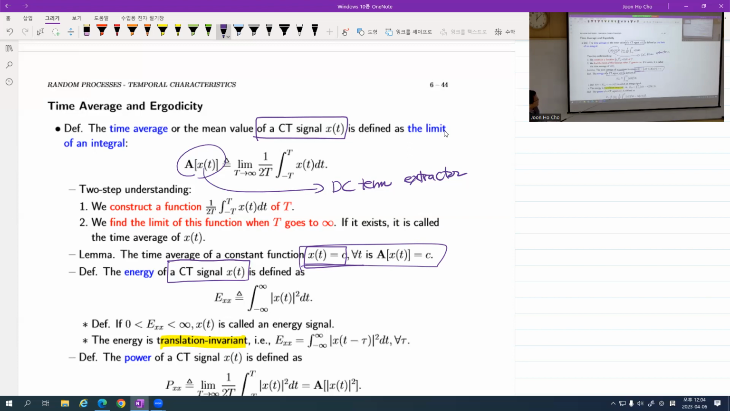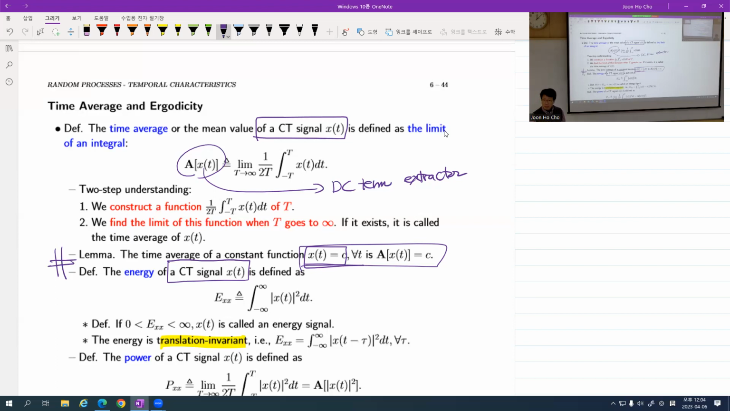Now, why is this so important in random processes? First, think about a slightly different topic. What is the energy of a continuous-time signal x of t? Suppose you are given a signal x of t, and I'm asking you to compute the energy. And you may say, no, energy has the unit joules, and you didn't provide any unit for x. You're right. Without talking about the unit of the real-world signal, we cannot define energy.